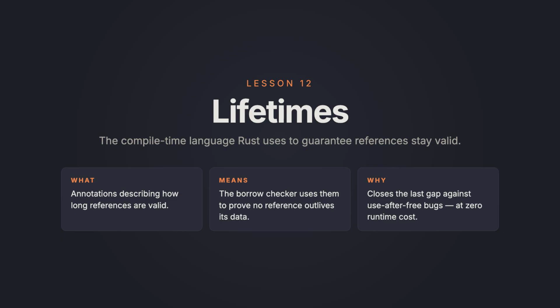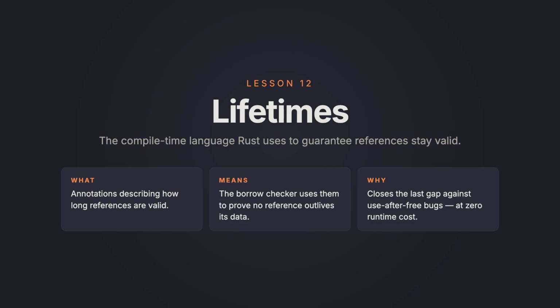Lifetimes are how the compiler tracks, at compile time, how long references stay valid. You've been using lifetimes from Lesson 1. The compiler has just been inferring them for you, silently. In this lesson, we'll pull back the curtain. You'll see what lifetimes actually are, why they exist, when you need to write them out explicitly, and how the borrow checker uses them to prove that your code can never have a dangling reference.